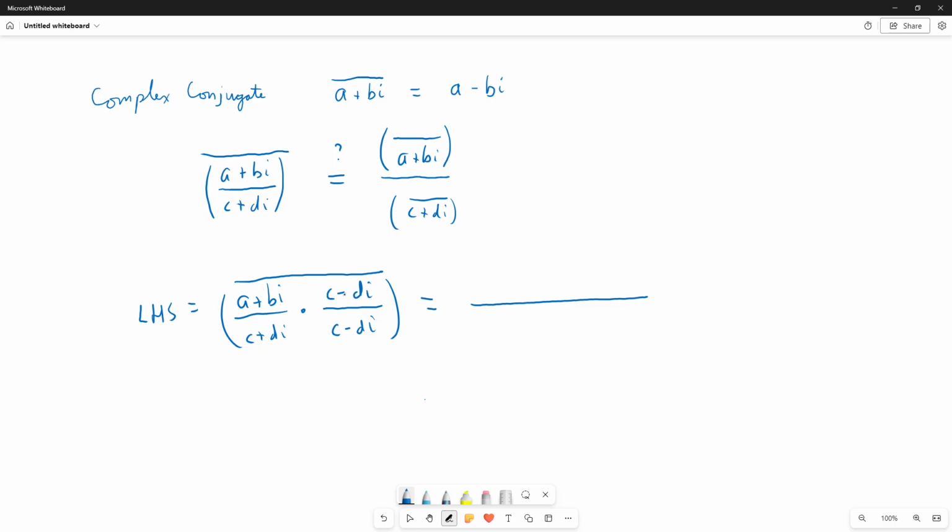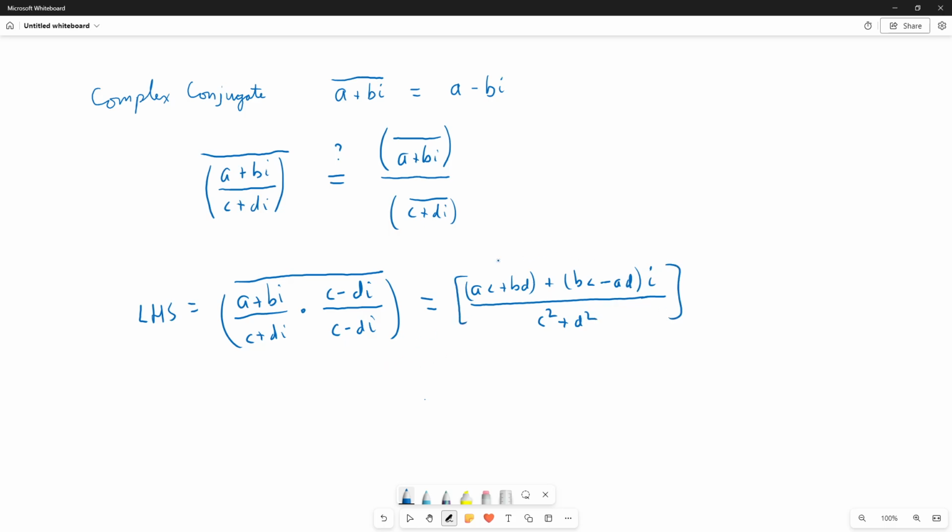So in the numerator, a plus bi times c minus di is going to be ac, and then plus bd. So ac plus bd. And then the imaginary part's going to be bc minus ad. So plus bc minus ad times i. So there's our numerator. And the denominator, when you multiply conjugates together, you get the sum of the squares of the real and the imaginary parts. So that's going to be c squared plus d squared.